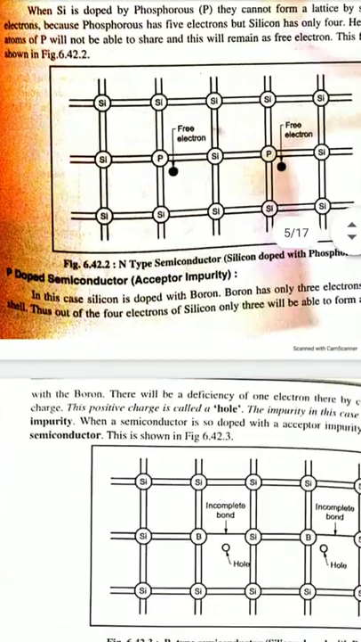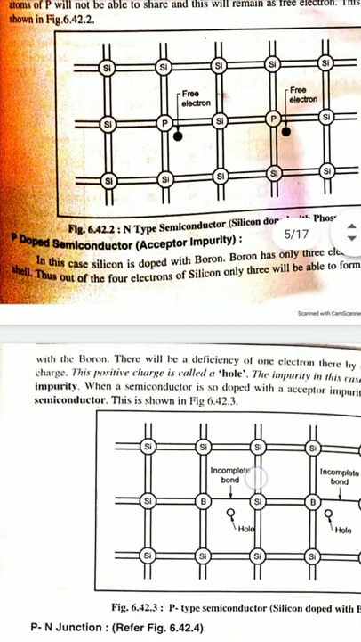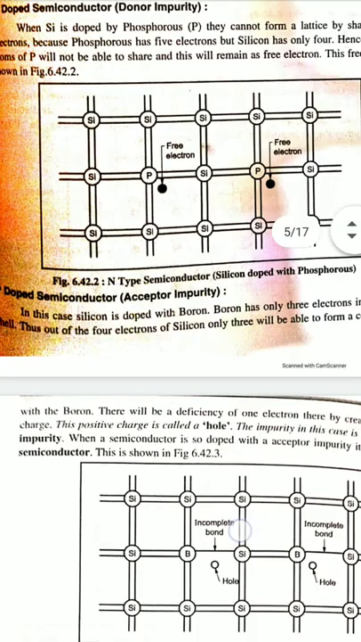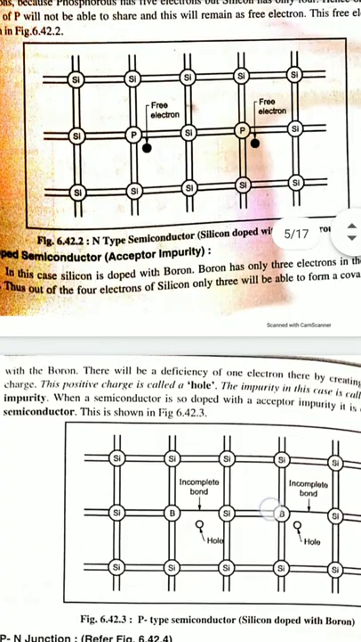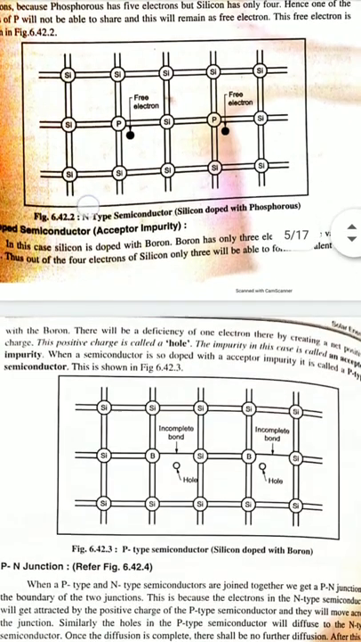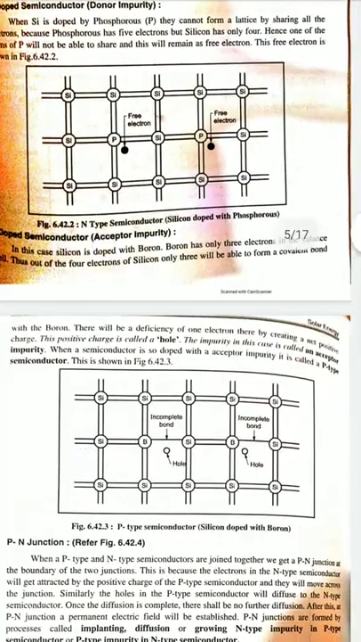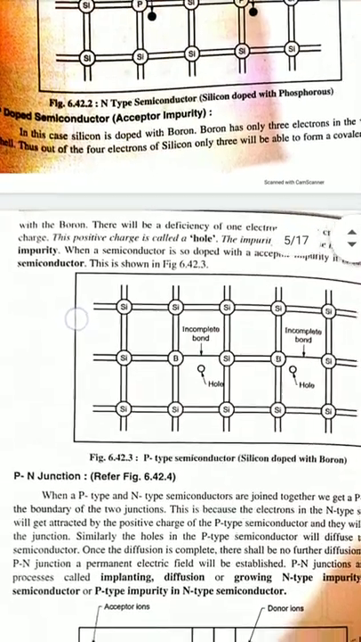The p type semiconductor is also called an acceptor impurity. Why is it called an acceptor impurity? As phosphorus is doped in silicon in n type, here silicon is doped with boron, where boron has only 3 electrons in its outer shell, while silicon has 4 electrons. So this leaves one positive charge, which is called a hole, and due to this it is called an acceptor. Here the holes are free to move in the vicinity.